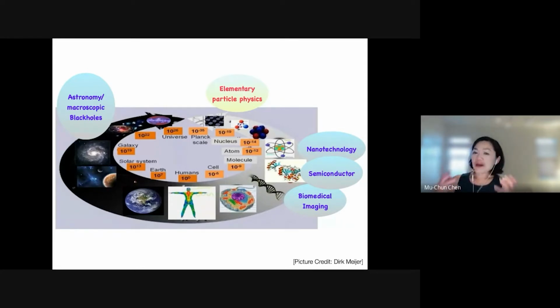So elementary particle physics concerns actually very, very tiny scale. It's almost more than 30 orders of magnitude compared to the size of the human being. And the goal here, by studying the properties of the elementary particles, is to be able to understand all the physical phenomena at the most fundamental level.